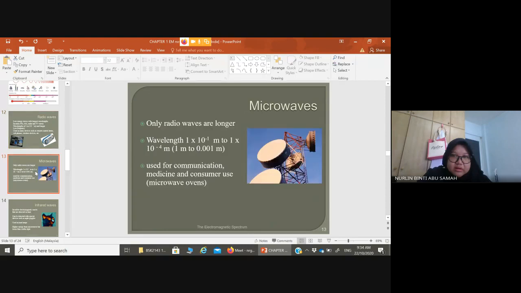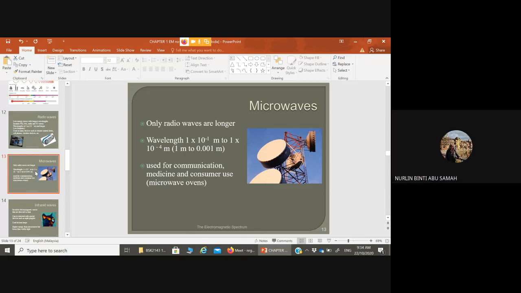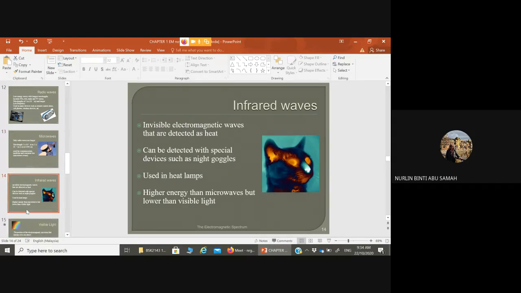Next is microwaves. Microwave is used for communication, for medicine and consumer use, like the oven. So they simply use this kind of waves, the microwaves.